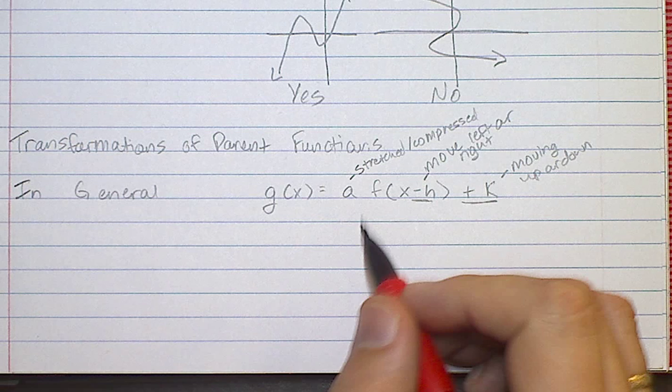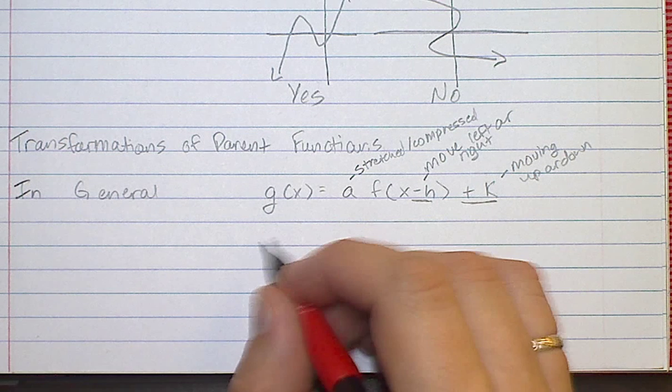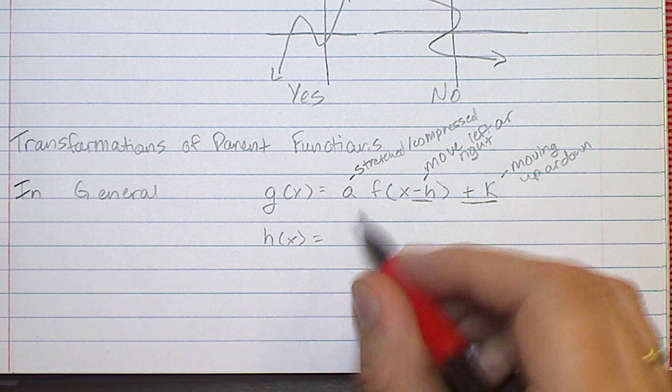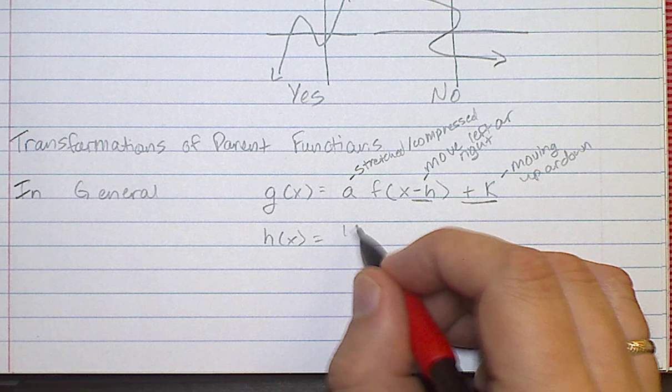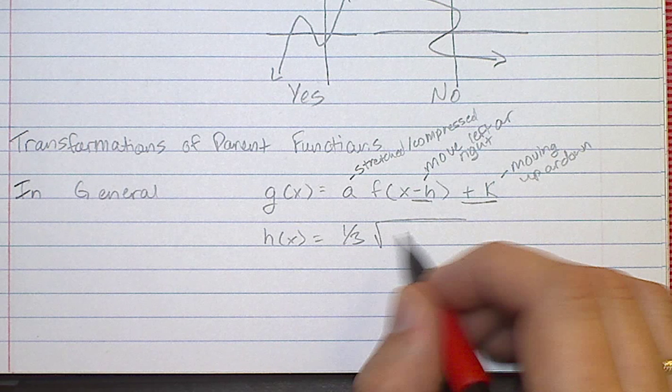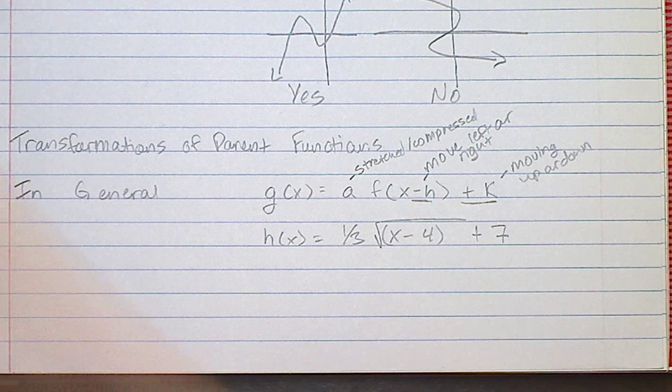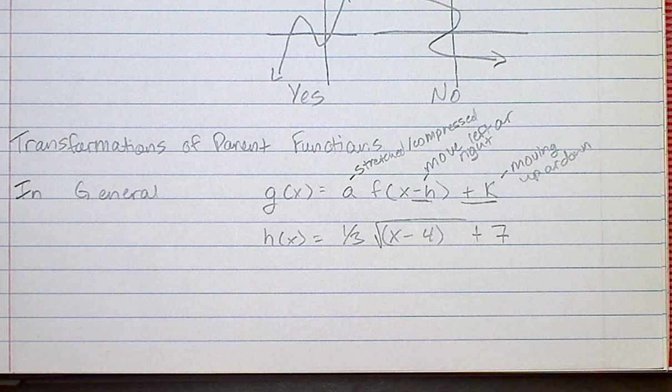Okay, so if I give you guys a function here, we'll call this function h of x. And we'll say that h of x is 1/3 times the square root of (x minus 4) plus 7. First of all, I'll let you guys write that down. The first question that you need to know is, which parent function is that based on? Square root, right? Because it has a square root in it, so it's going to be based on the parent function of the square root.